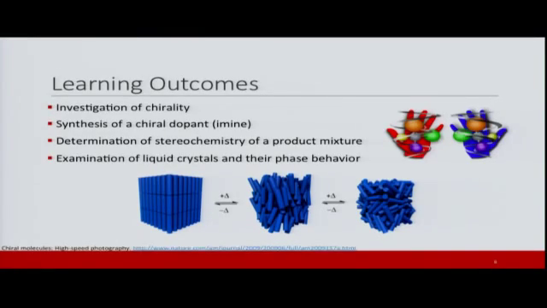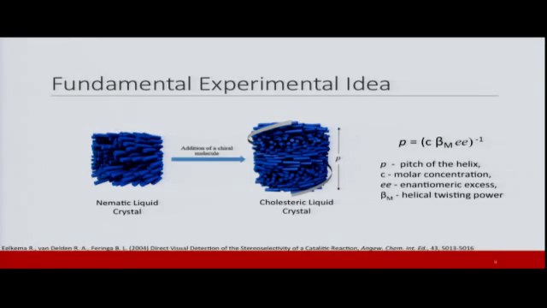The learning outcomes for this lab are that students will be learning about very subtle, abstract molecular concepts about chirality, and we will be using liquid crystals as a tool to help students investigate what chirality is. Our design was based on the principle of color generation in doped nematic liquid crystals. As we know, when we add a chiral dopant onto a nematic liquid crystal, it will induce a chiral twist, and we will end up with a cholesteric liquid crystal.